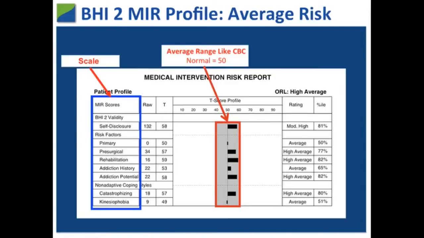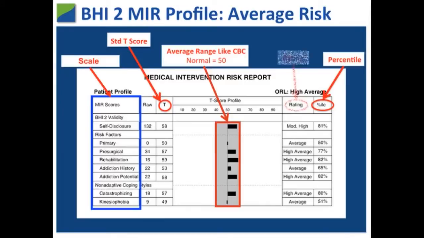Now, this is what's called a deviation bar chart. So the larger the bar, either above or below the mean, shows the degree to which a score deviates from the mean, either high or low. And like a CBC, a score typically falls within a certain range, and scores above or below average can be meaningful. Now, there's also a standardized T-score. This is the usual T-score, mean of 50, standard deviation of 10, a percentile rank that it converts to, and also a rating.